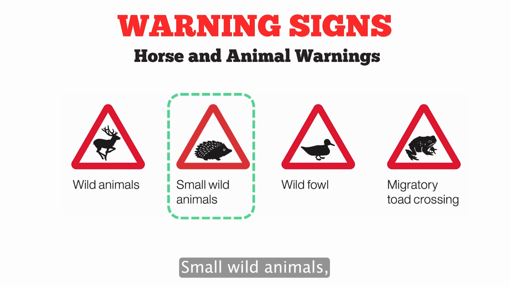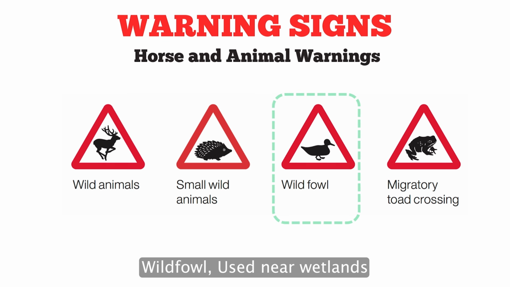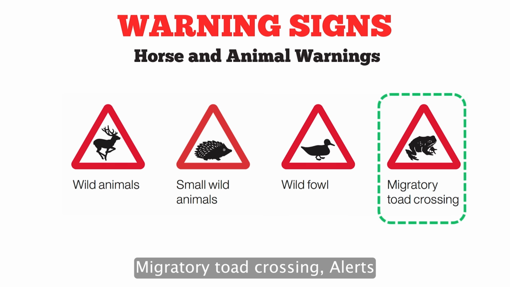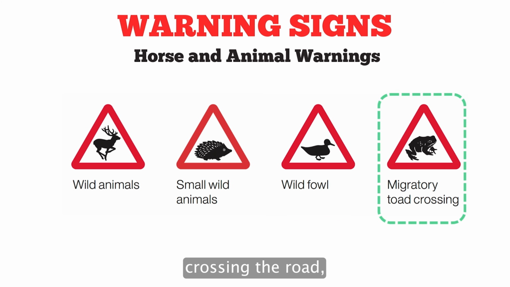Small wild animals warns of smaller wildlife like badgers, foxes, or rabbits frequently crossing. Wildfowl used near wetlands where ducks, geese, or other water birds may cross. Migratory toad crossing alerts drivers to seasonal movements of toads crossing the road, often seen in rural areas.